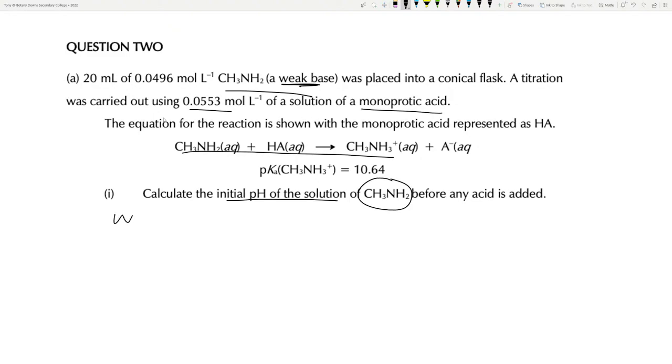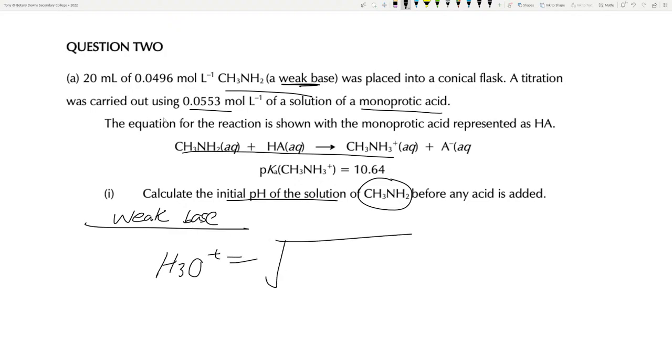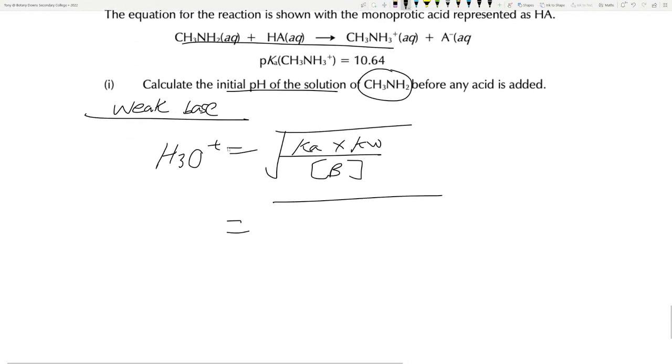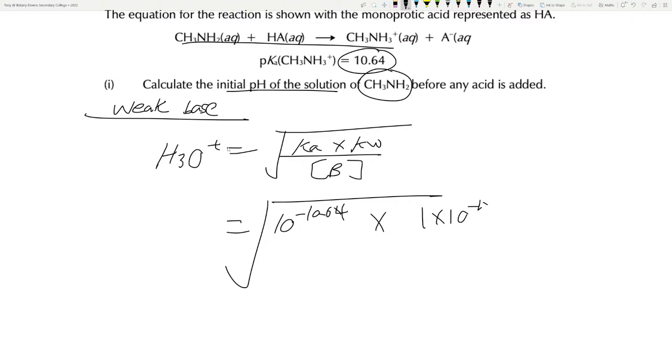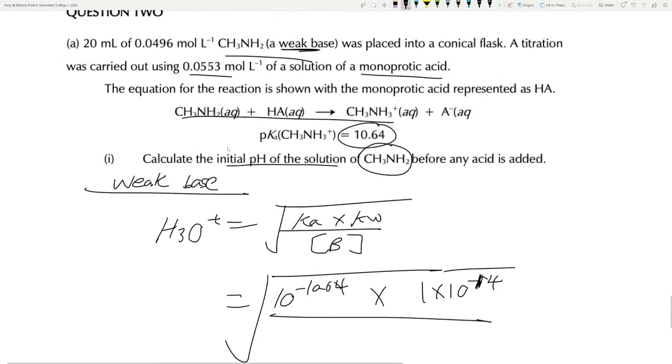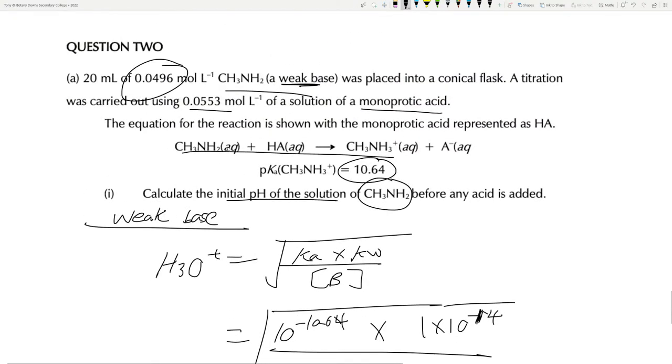So this is a weak base, pH calculation straight away. If you know it's a weak base, I don't even think, I just put this equation down and look for numbers. I need Ka times Kw divided by the concentration of the base. I know the pKa is 10.64, so Ka is 10 to the power of negative 10.64. Kw is 1 times 10 to the power of negative 14. And the concentration of the base is right here, 0.0496.